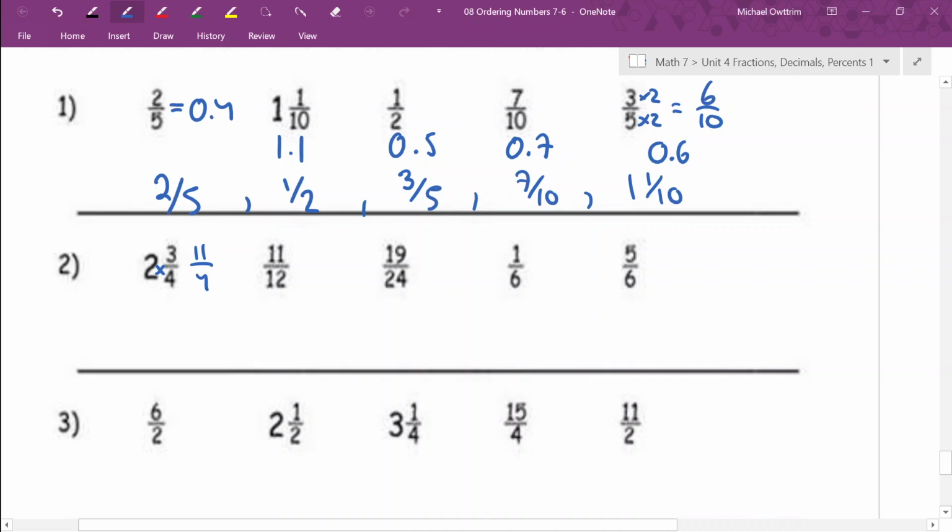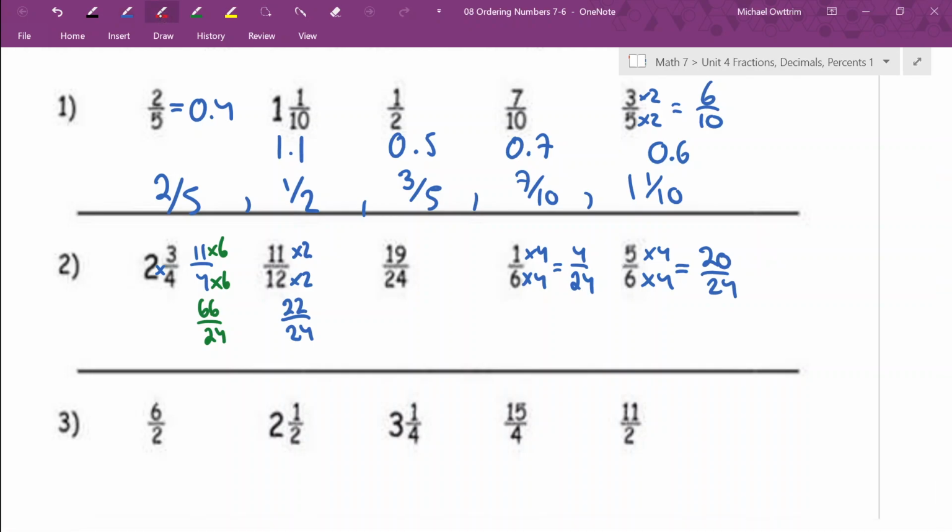And then I'm going to create all of these with a denominator of 24. So I'm going to multiply by 6 to have a denominator of 24. This will be 66 out of 24. Then I'm going to multiply this one by 2 to create a denominator of 24. It will be 22 out of 24. This one already has a denominator of 24. This one I'm going to multiply by 4 to create a denominator of 24. And this one I'm going to also multiply by 4 to create a denominator of 24.